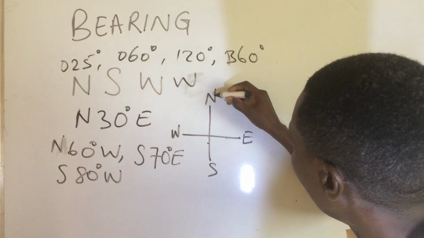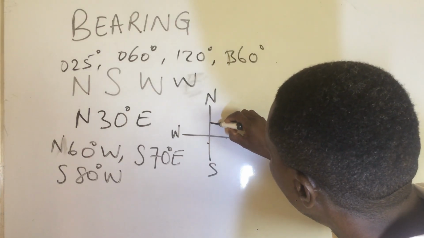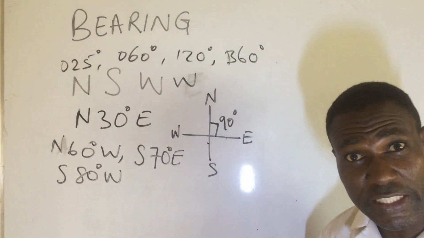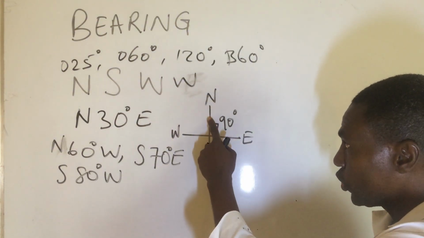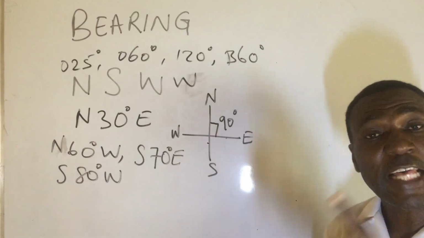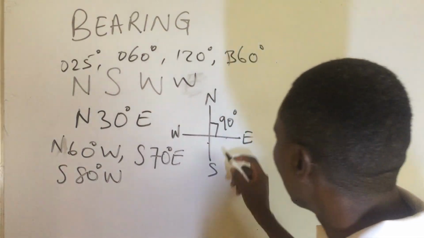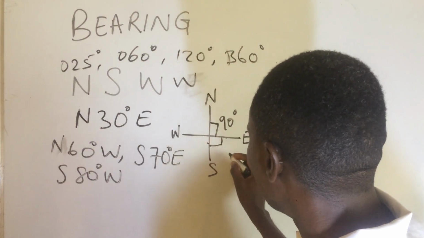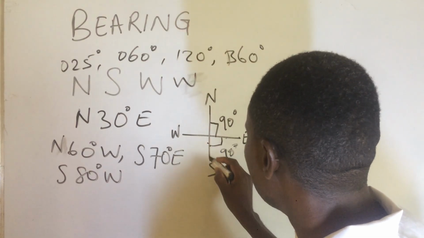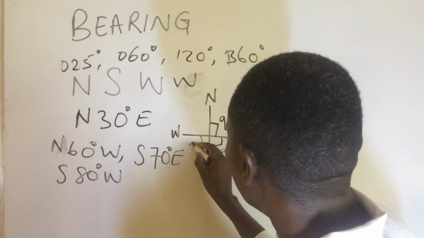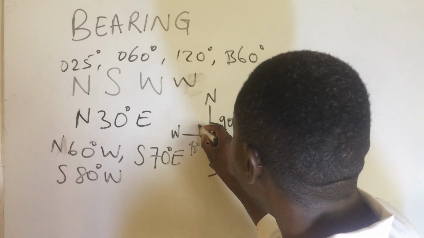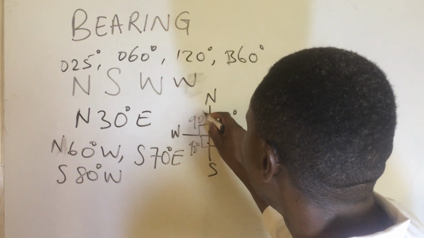And there is very important information for you to know. Every area from north to east is 90 degrees. It is always 90 degrees. From north to east is 90 degrees. From east to south is also 90 degrees. From south to west is also 90 degrees. Then from west to north is also 90 degrees.